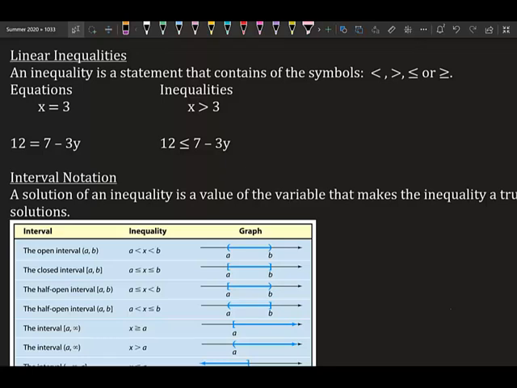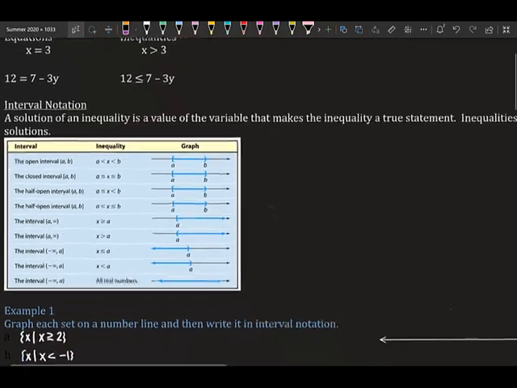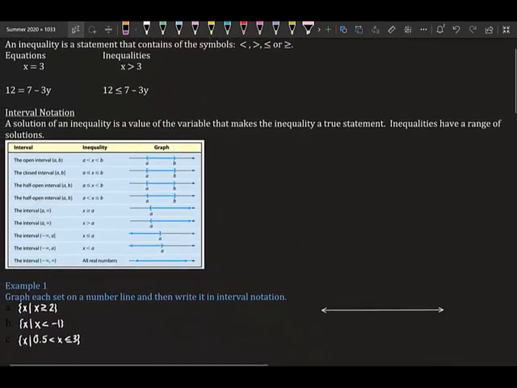and that's an inequality. So equations have strict answers. It's this, this, and this, or it's only this. Inequalities have many answers. So interval notation. Interval notation is pretty much how we answer in higher level math when we have a bunch of answers.